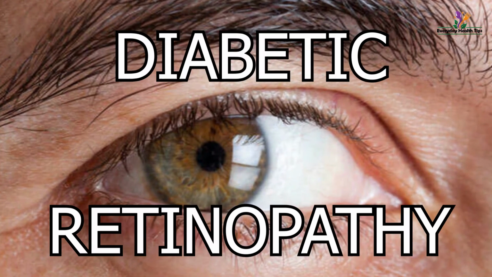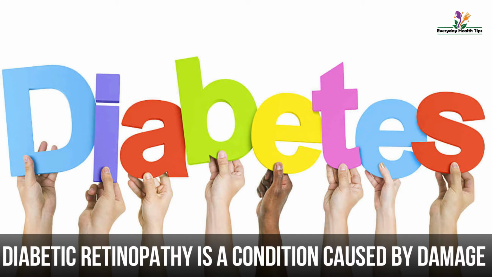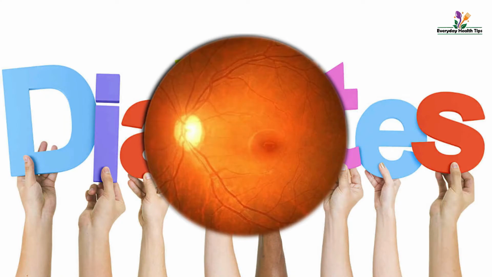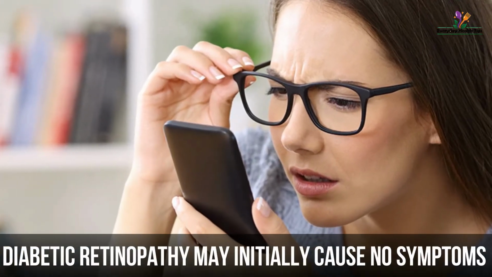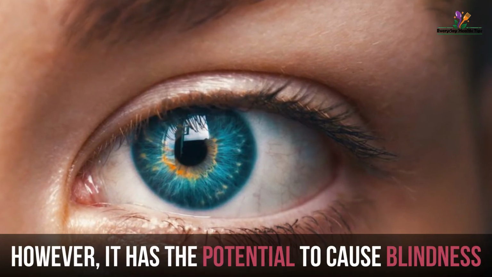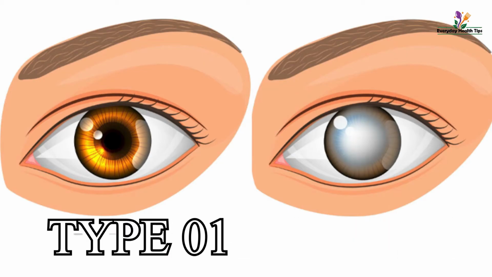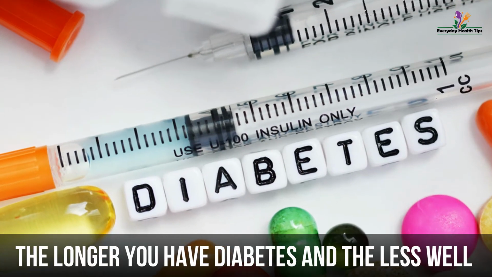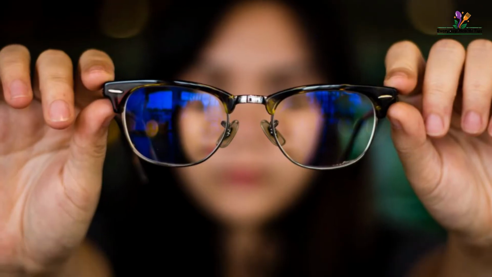Diabetic retinopathy is an eye disease caused by diabetes. Diabetic retinopathy is a condition caused by damage to the blood vessels in the light-sensitive tissue at the back of the eye, the retina. Diabetic retinopathy may initially cause no symptoms or only minor vision problems. However, it has the potential to cause blindness. Anyone with type 1 or type 2 diabetes can develop the condition. The longer you have diabetes and the less well your blood sugar is controlled, the more likely it is that you will develop this eye complication.